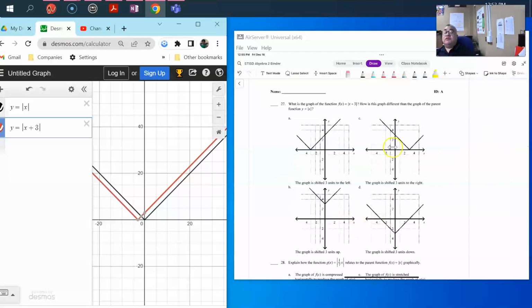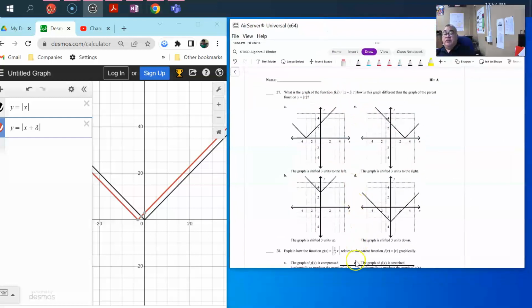It says which function. Oh, what is a graph of the function f of x equals the absolute value of x plus 3. So we're going to go ahead and write x plus 3. How is the graph different from the parent function? Well, it's going to go to the left. It shifts to the left. So it won't go up or down, it's going to be to the left.